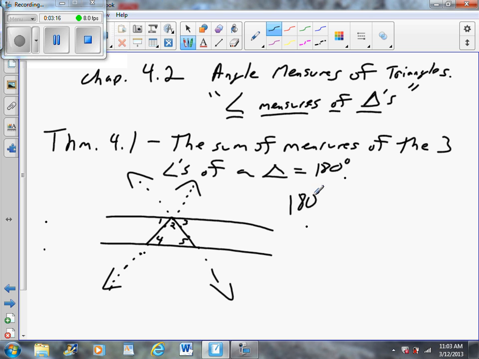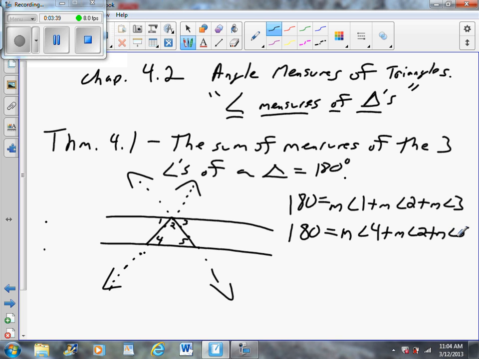So if I know that 180 is equal to the measure of angle 1 plus the measure of angle 2 plus the measure of angle 3, we know that statement's true, right? Make our substitutions, 4 for 1, 5 for 3, then I can also state 180 degrees is equal to the measure of angle 4 plus the measure of angle 2 plus the measure of angle 5. I could set up formally a two-column proof and establish this, which a lot of textbooks will do, but that's the idea behind it. All right? So all three angles of a triangle must equal 180 degrees, no exceptions. That's just how it has to be.